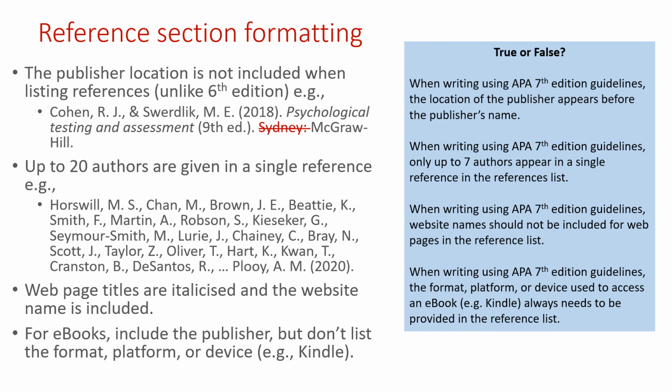True or false? When writing using APA 7th edition guidelines, the location of the publisher appears before the publisher's name. That is false. We no longer mention the location of the publisher at all in 7th edition. Question 2. When writing using APA 7th edition guidelines, only up to 7 authors appear in a single reference in the reference list. That is false. We can have up to 20 authors appear. When writing using APA 7th edition guidelines, website names should not be included for web pages in the reference list. That is false. Website names should be included.